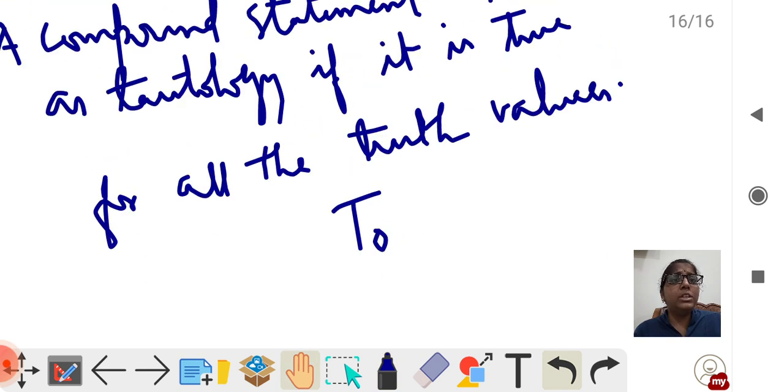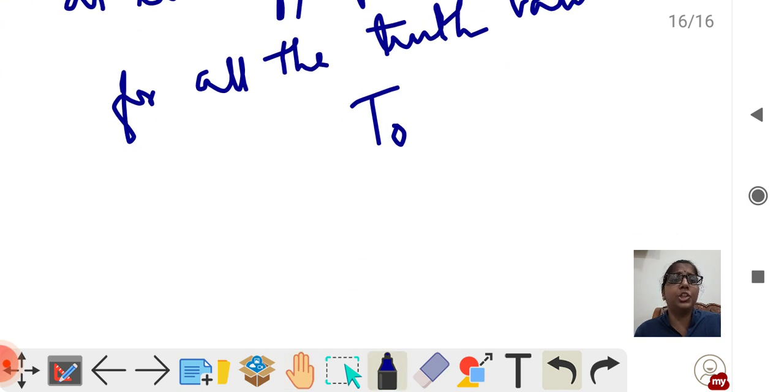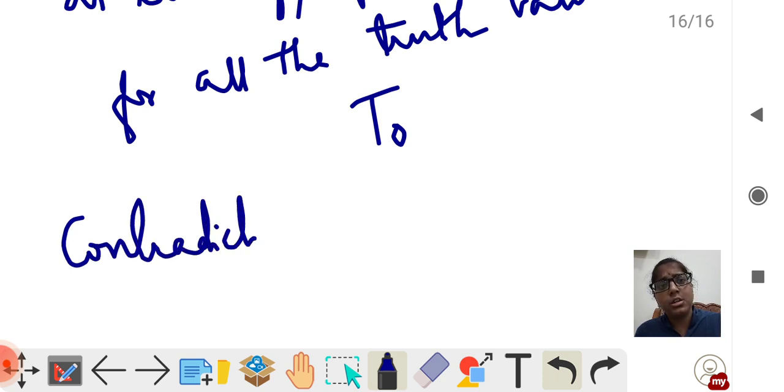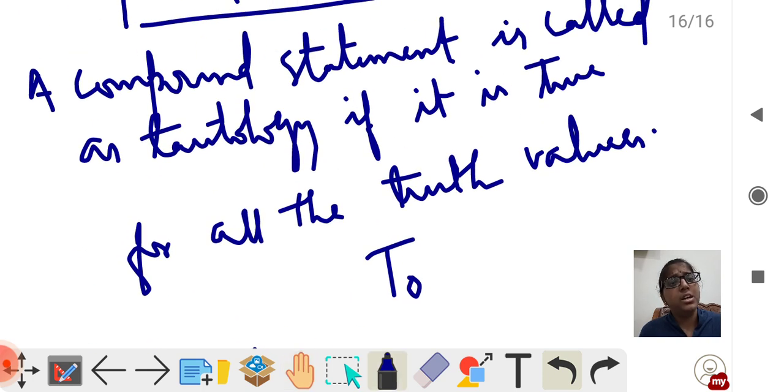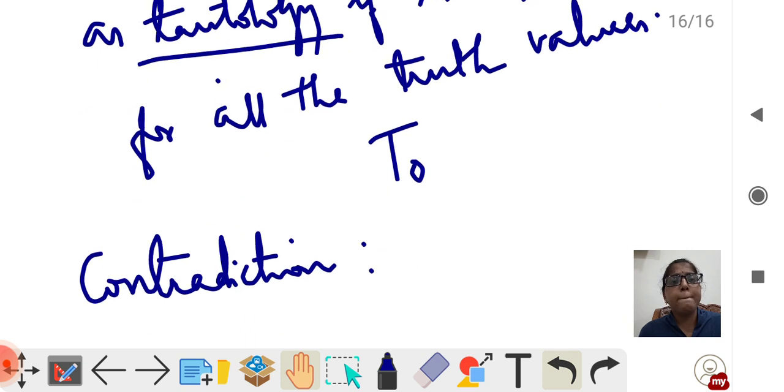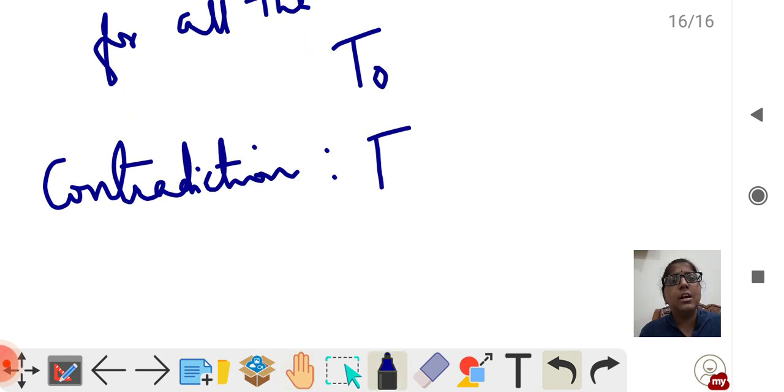A compound statement is called a contradiction if you are having all the truth values as false. The same statement, instead of true, we replace with false. See here, if we are having all the truth values as true, then it is called a tautology. If it is a contradiction, then all the truth values are false. It is represented as F₀. F₀ is the representation for contradiction.